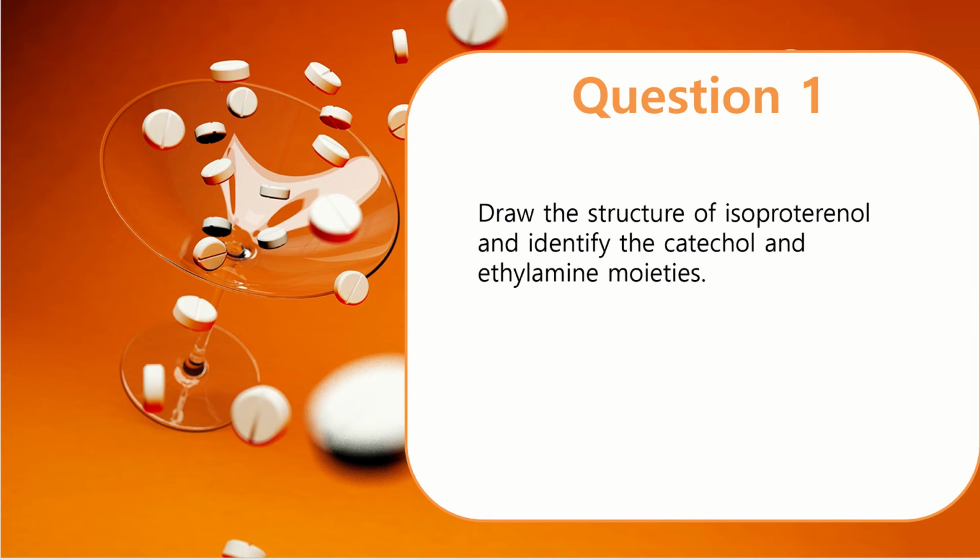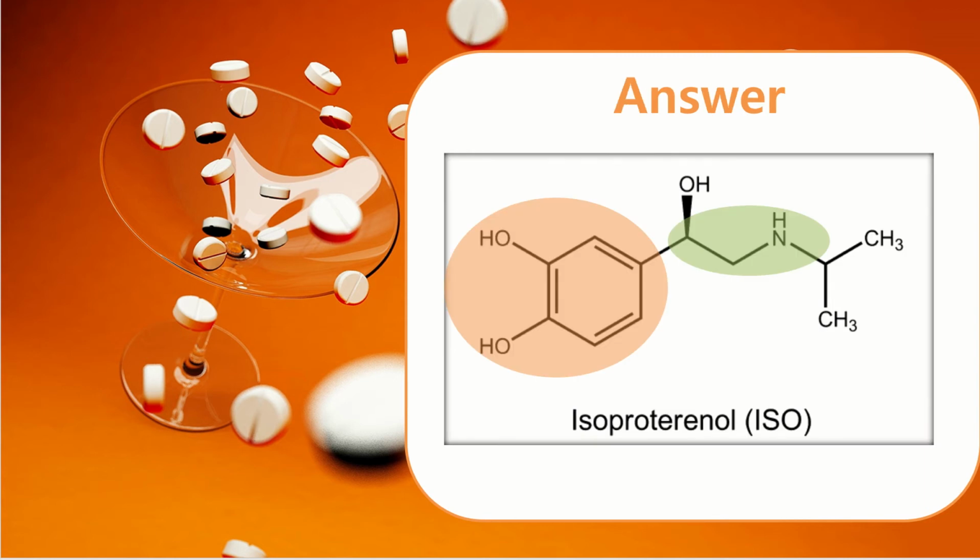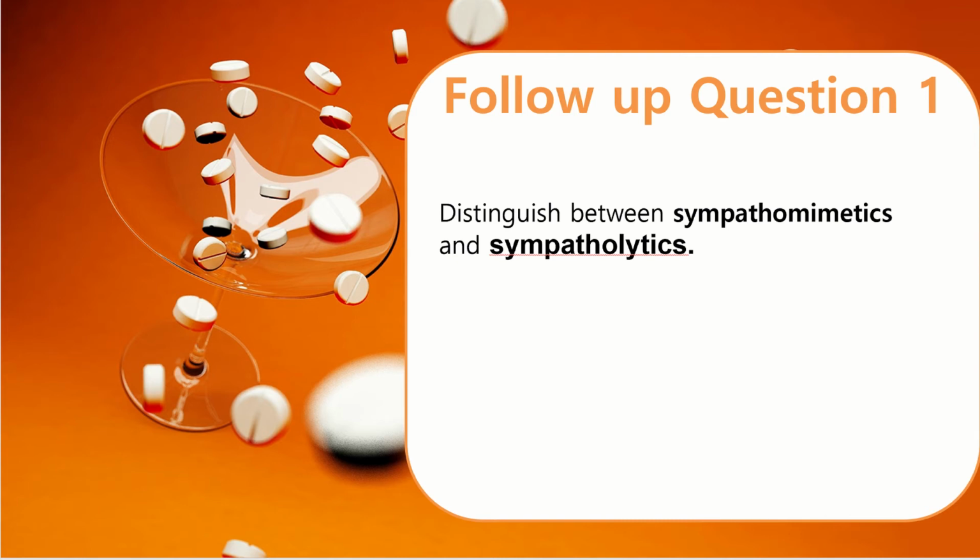So this leads us to the first question, which says, draw the structure of isoproterenol and identify the catechol and the ethylamine moieties. So just pause and go back, draw the structure, and then circle the catechol portion and the ethylamine portion. If you drew the structure and circled the catechol part, you're seeing it here covered in orange, and we have the ethylamine portion covered in green. So if you got that, congratulations. My follow-up question 1 is, distinguish between sympathomimetics and sympatholytics. All right, so ensure that you answer these questions and come prepared to answer them in class.